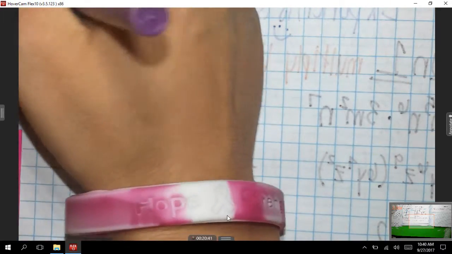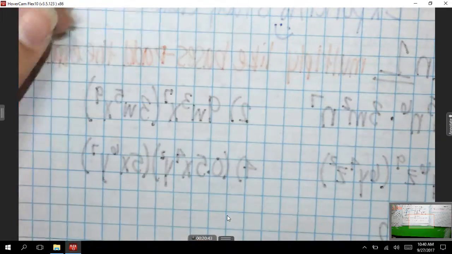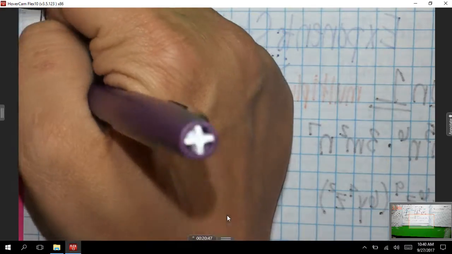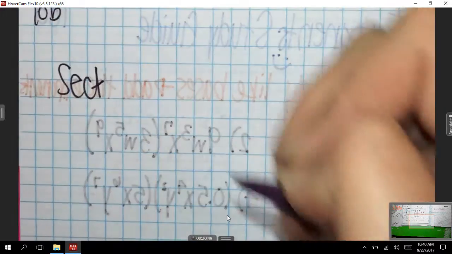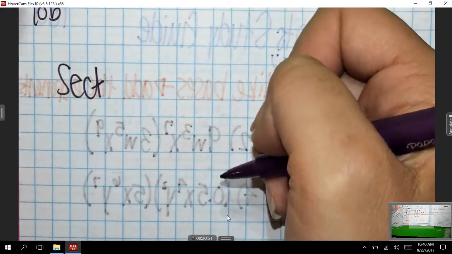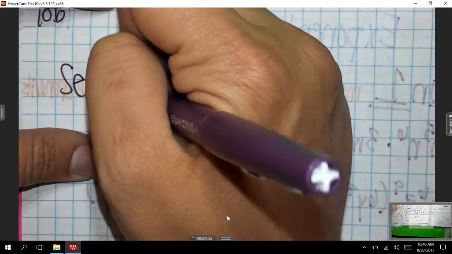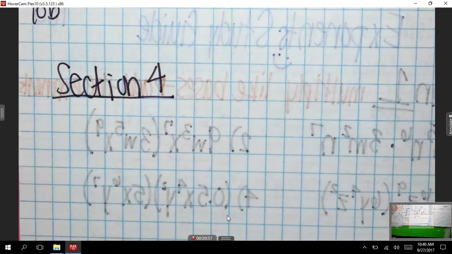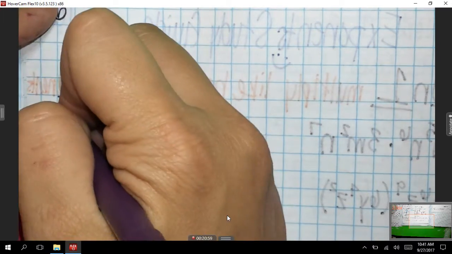Yes, 10B. And this is section 4. Why did we flip the page? Because I was out of room. If you're not out of room, then you're good. Alright, we ended on number 10, correct? Okay, thank you.